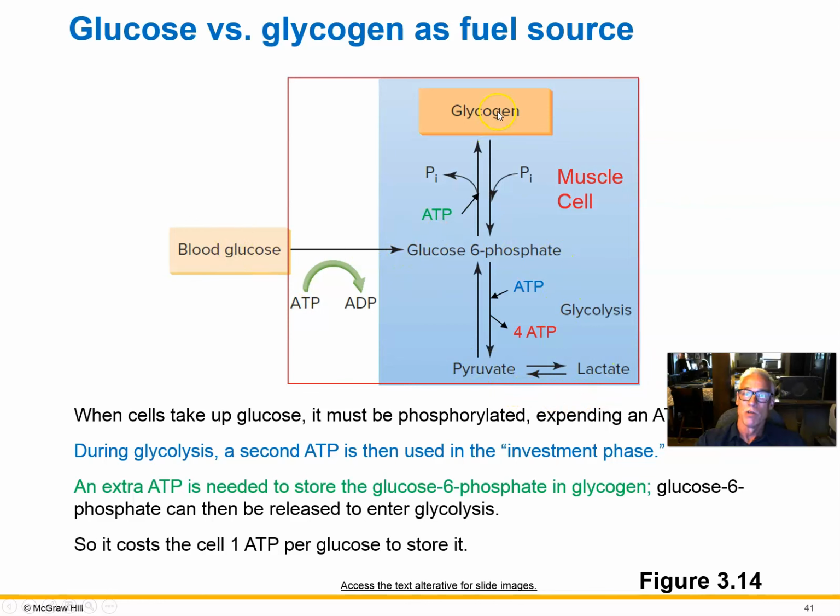But then if we store the glucose first as glycogen, we have to invest another ATP for every glucose. So when we're figuring out our total tally at the end of ATPs produced by glucose, we need to take that into account.